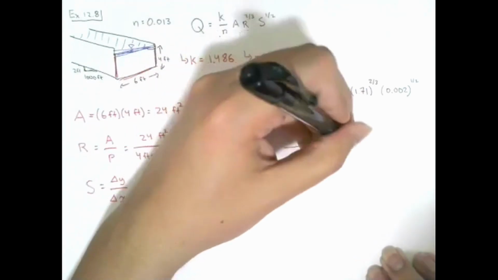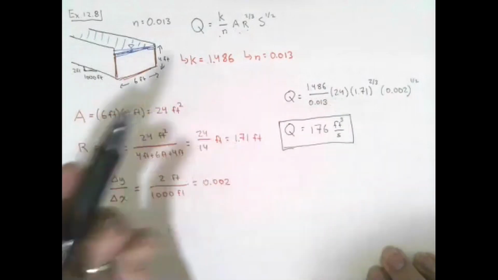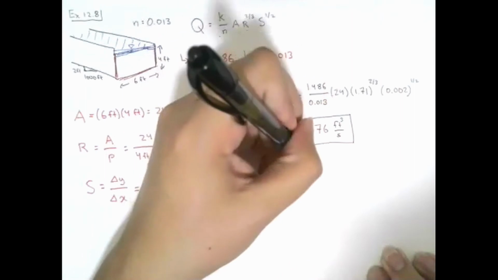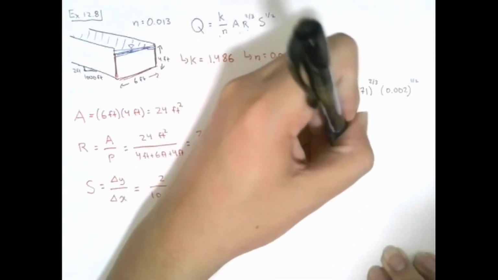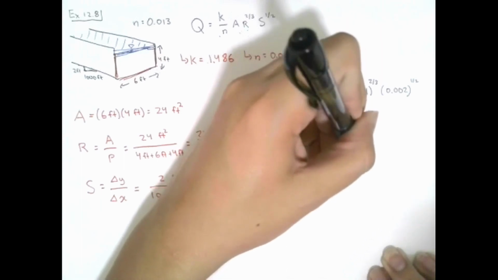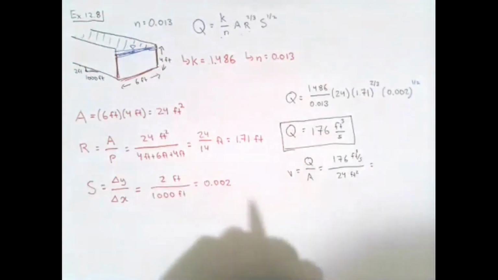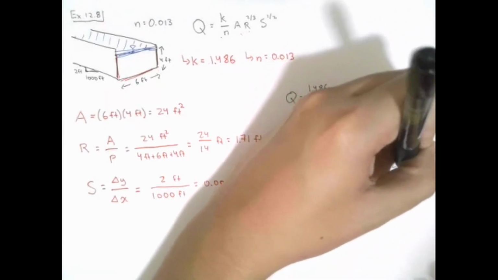Yep, that's absolutely right. And of course, like you said, the velocity would be just the flow rate divided by the area. So my velocity would be 176 divided by the area. Again, don't round until the end. I'm rounding now because it looks better. Over my area, which is 24 square feet. And then we get a velocity of how much? 7.32, thank you. Feet per second.